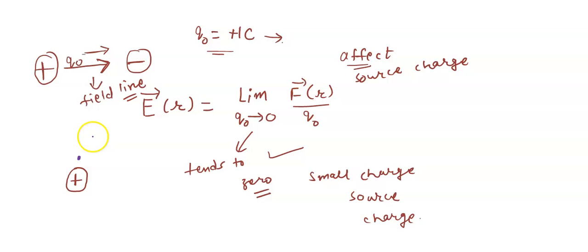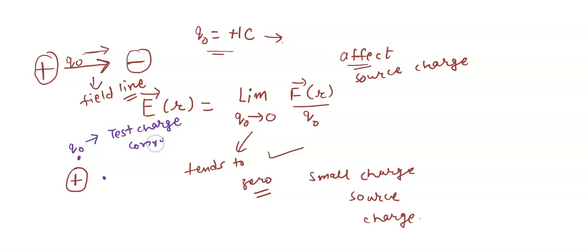Okay, we take a test charge. Do remember that this test charge is very small, q naught tends to zero. But do remember that by convention we have taken that the test charge is always positive. Okay, this is a convention. Now you can't change the convention, you know that, right?